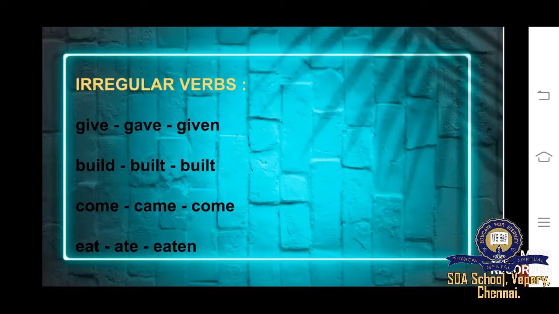So the irregular verbs: give, gave, given; build, built, built; come, came, come; eat, ate, eaten. Given is the past participle or V3 form. These types of verbs are called irregular verbs. There is no rule for making past forms with them, so you have to memorize the correct forms. You see some examples on the screen, but of course there are many more in English.